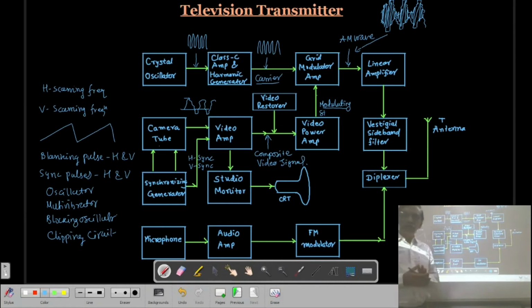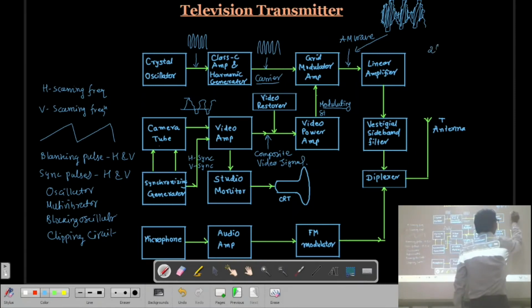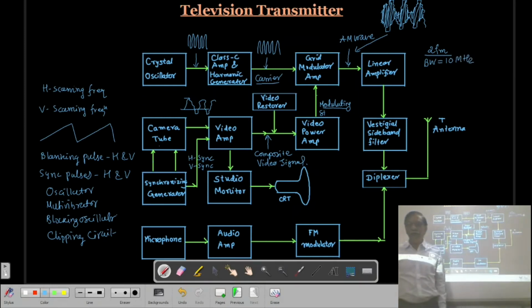Now already you know that when the signal is modulated, the bandwidth is going to be 2fm. In our case, the video signal is of 5 megahertz, so the bandwidth of the modulated wave will be 10 megahertz. But we know that this 10 megahertz bandwidth is very large, and that bandwidth we can reduce if we use the VSBSC signal, meaning if you use a vestigial sideband filter.